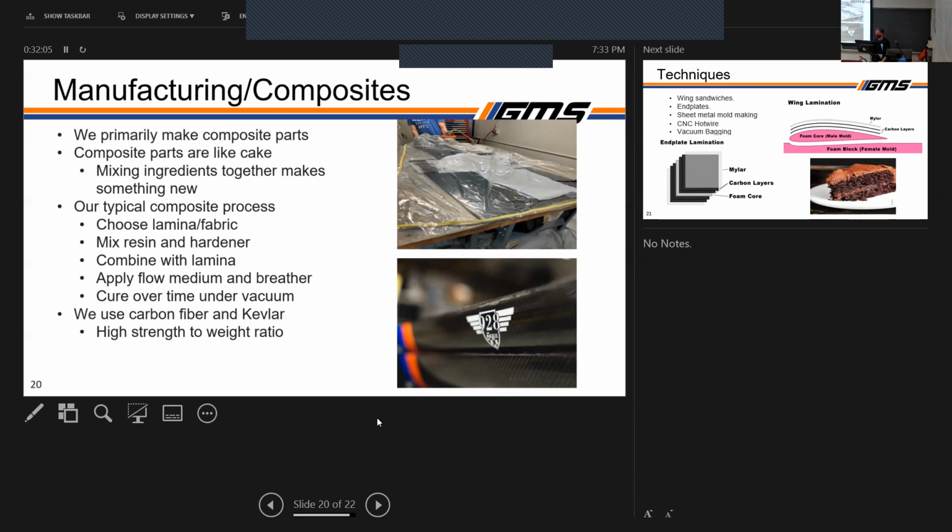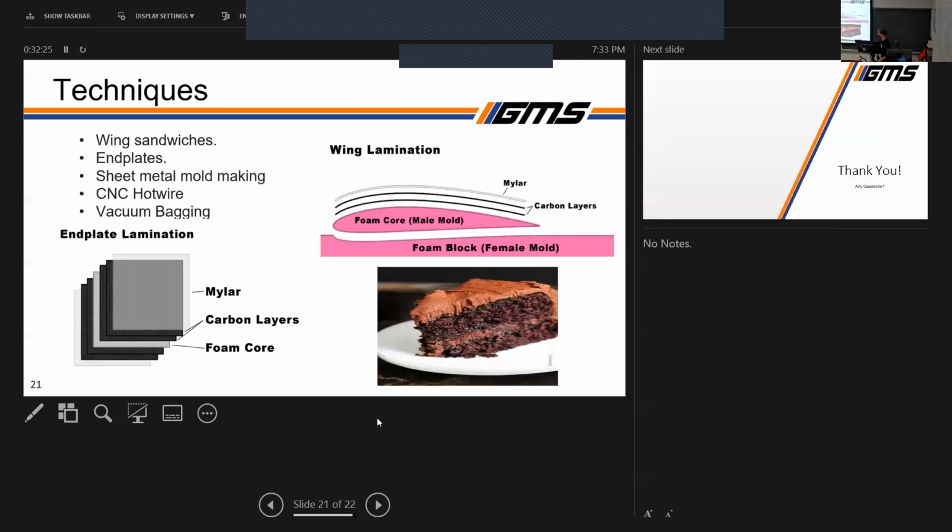So that's the general process for manufacturing composite parts. You start with some fabric, put epoxy on it, apply it to a mold so that it cures into the specific shape that you want, and then vacuum it so it has a good surface finish, and then you're pretty much done. Yeah, like I said, cake.